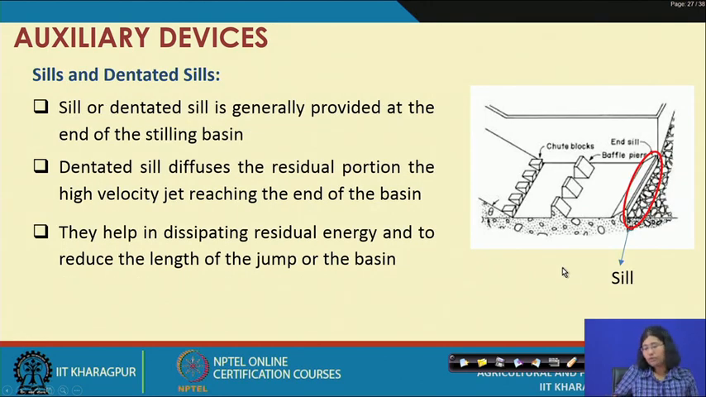Now, the other way is to provide a sill or dentated sill. A sill or dentated sill is generally provided at the end of the stilling basin. The dentated sill diffuses the residual portion of the high velocity jet reaching the end of the basin. They help in dissipating residual energy and in reducing the length of the jump or the basin. So, these are the stilling basin features here.